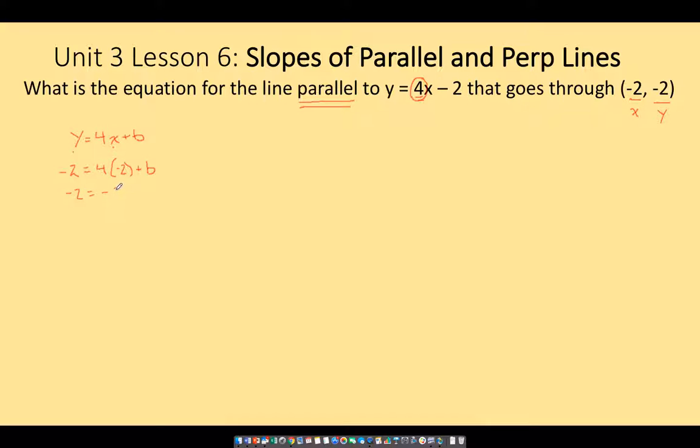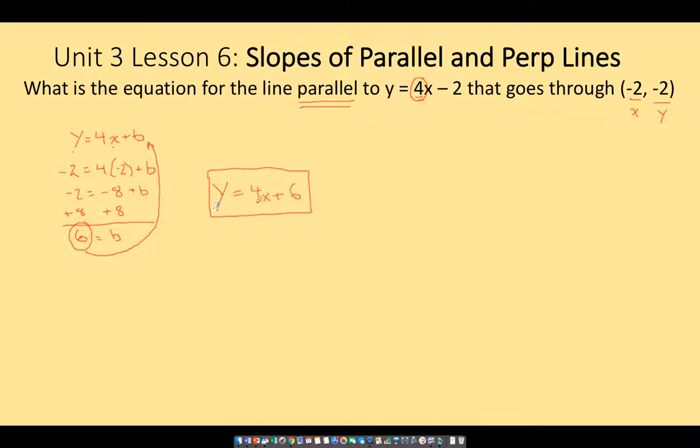4 times -2 is -8. And how do I get b by itself? Well, the opposite of -8 is +8. I add 8 to both sides, and I wind up with b is equal to +6. Now don't stop here. It didn't say what is the y-intercept. It said what is the equation. So I'm going to take this 6 and plug it right back in here. So my final equation is y equals 4x plus 6. So I know that this is parallel to this one because they have the same slope, 4.